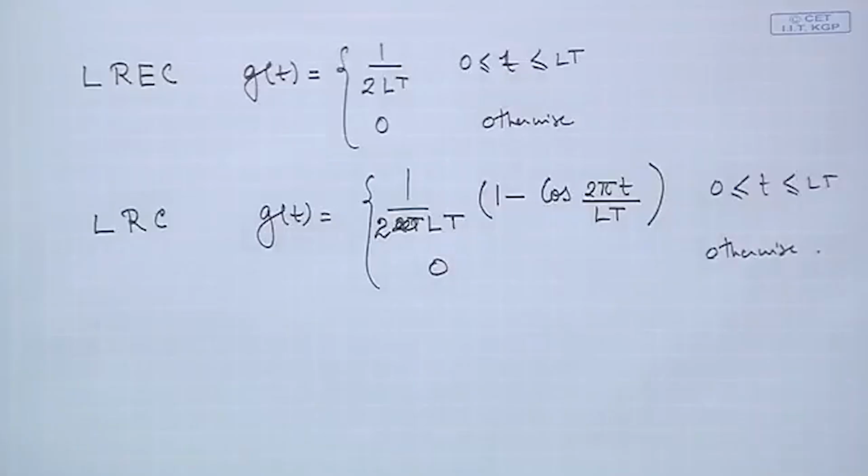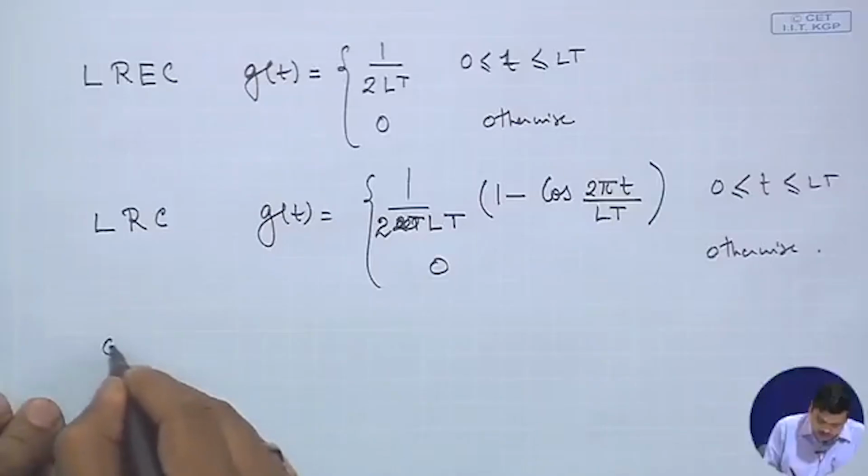So, instead of rectangular, you can have a raised cosine pulse shape, and what is the importance of a raised cosine pulse shape, and what is the consequence of a rectangular pulse shape. You will be able to get things clear when we discuss inter-symbol interference at a much later time from now. So, there are some other pulse shapes also.